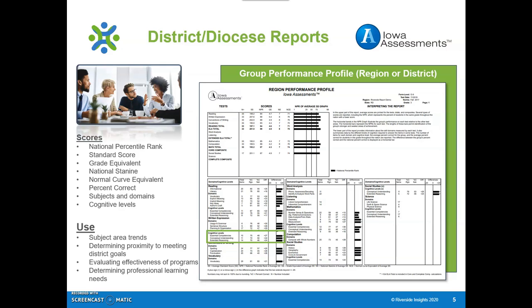The Group Performance Profile Report is useful for determining program needs across schools, identifying strength and weak areas in domains, and leading vertical team discussions, particularly with noticing trends within the district and observing proximity to meeting district goals in literacy, math, or the other subject areas.